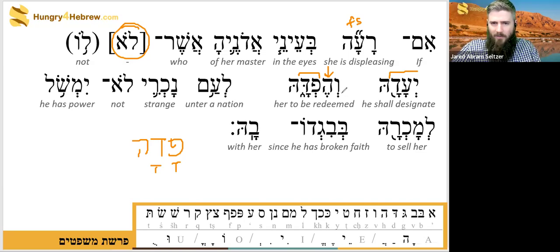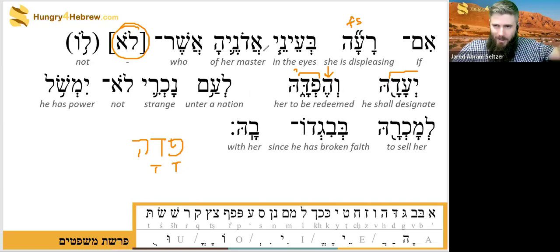I wouldn't have expected that for a Hefil. I would have expected a hirik. But anyway, the root is pei dalet yod. We have a missing yod here. He shall redeem her. No, he shall designate her to be redeemed. Oh, what if it's a Nifal? Anyway, le'am nochri.